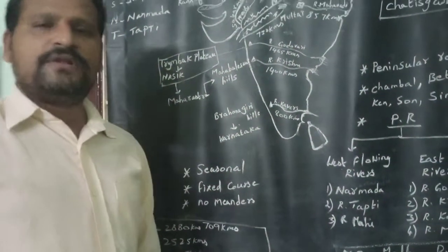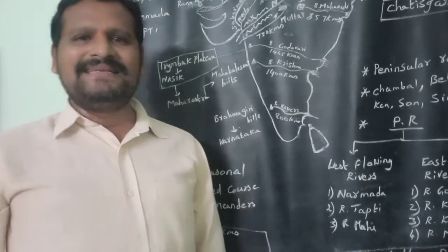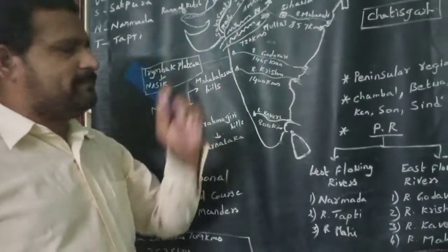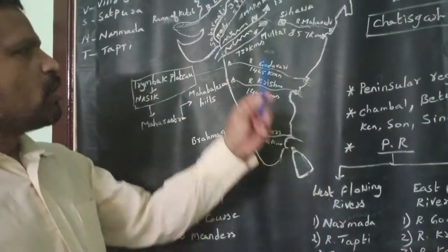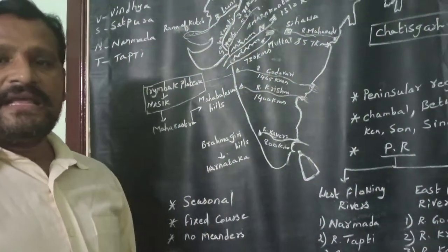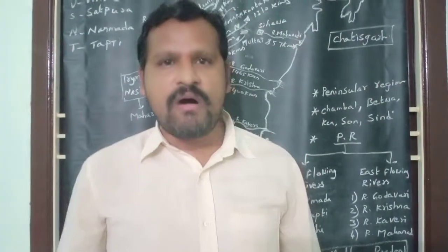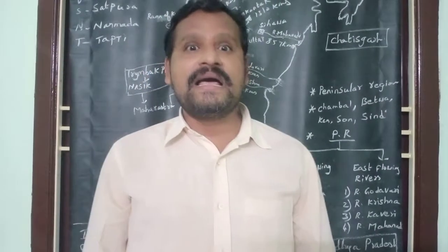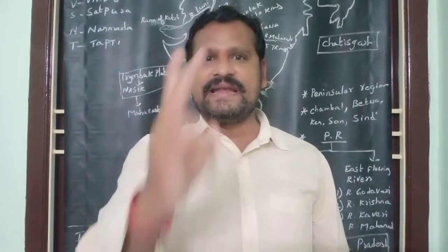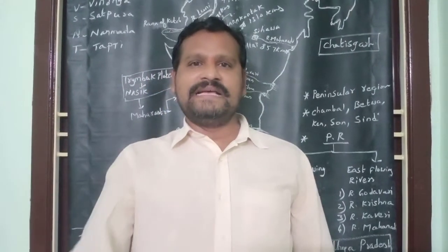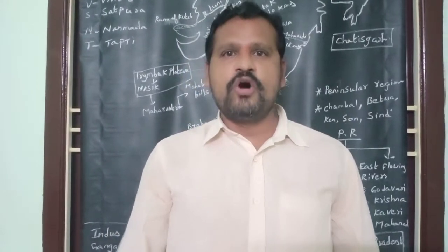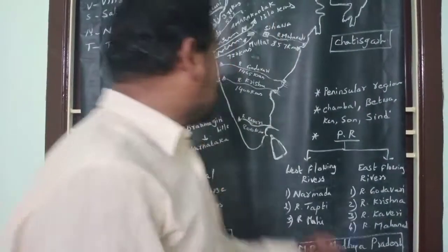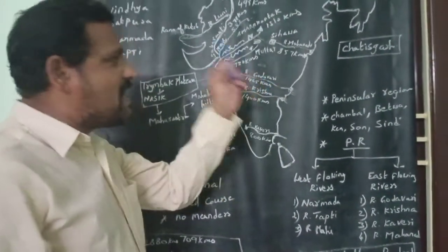Now, let me discuss the peninsular rivers one by one. The largest peninsular river is Godavari. The first largest river in our country is Ganga. The second largest river in our country is river Godavari. Godavari is the second largest river in our country, as well as the largest peninsular river.